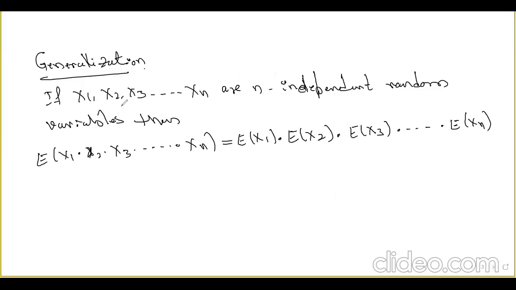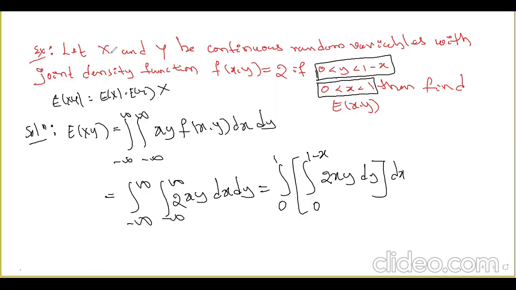Next, we have a generalization of that theorem. That is, if x1, x2, x3, and so on up to xn are independent random variables, then expected value of x1, x2, x3, and so on up to xn is equal to expected value of x1 into expected value of x2 into expected value of x3 into and so on up to into expected value of xn. So this is called the generalization theorem of multiplication of the expectation.